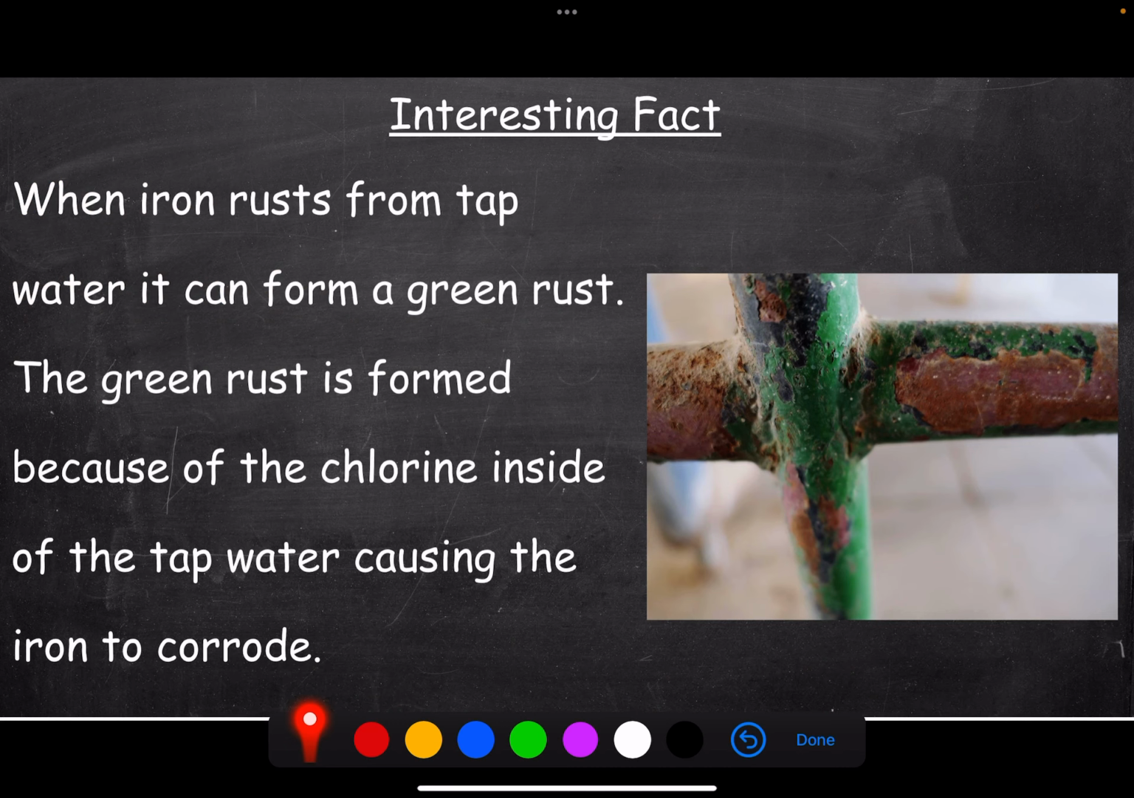An interesting fact: when iron rusts from tap water, it can form a green rust, as you can see in the image here. The green rust is formed because of the chlorine inside of the tap water, causing the iron to corrode. So green rust is caused by chlorine corrosion of iron, and that's what causes iron to also sometimes have a green rust instead of a typical red one.